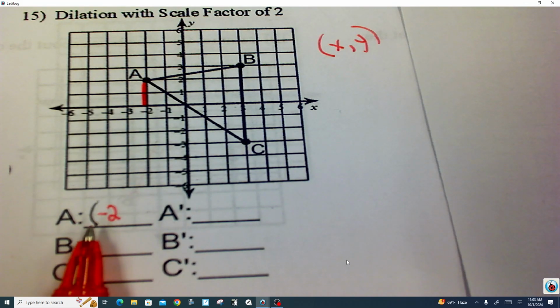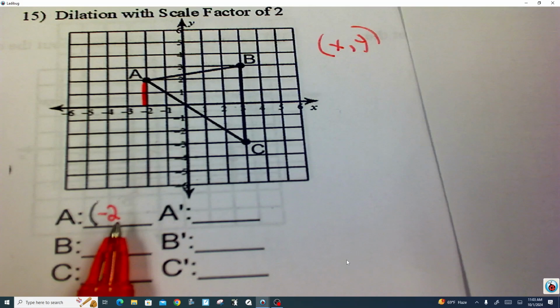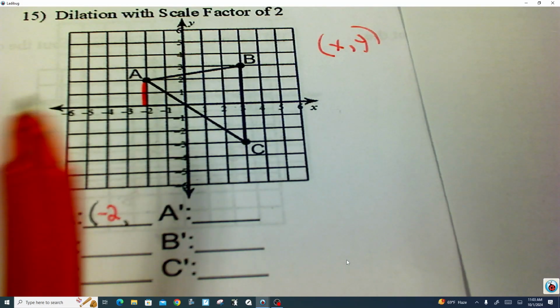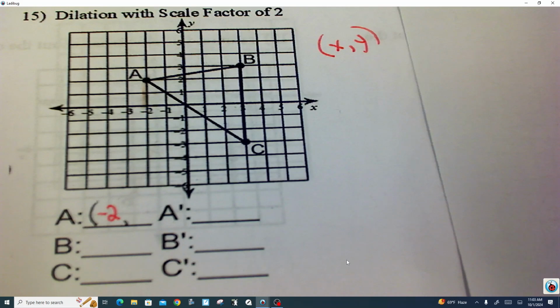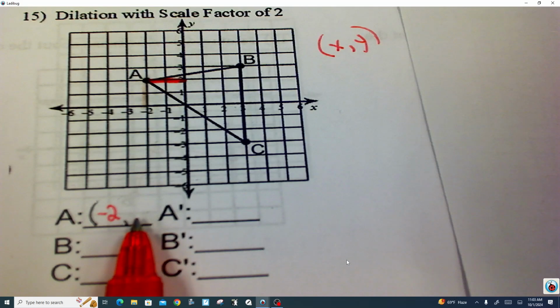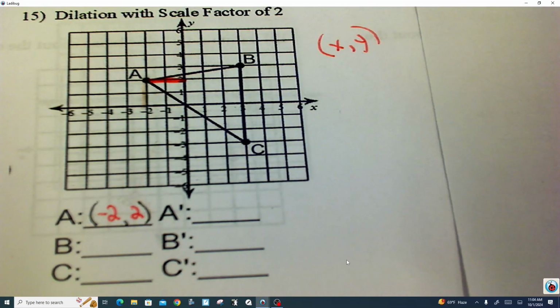Yes, we do put parentheses around our ordered pairs, so put a parenthesis there and then -2 and a comma. Now, we have to go back to point A and find out where it's at on the Y axis. Hopefully you can see that it's hitting at +2 on the Y axis, so our Y value is +2. Without me doing a lot of talking, let's just go get the coordinates for B and C.